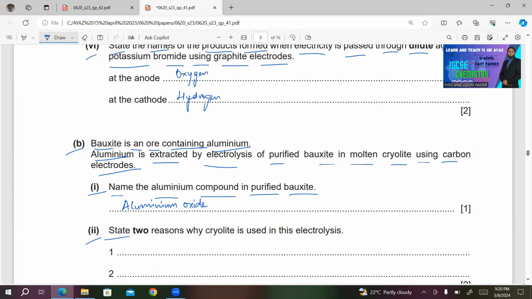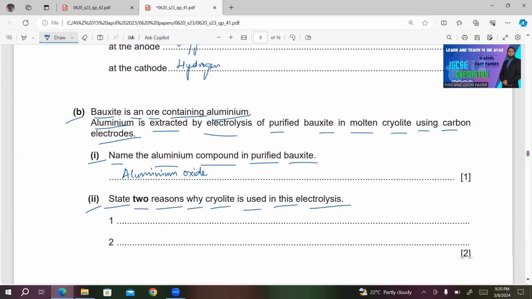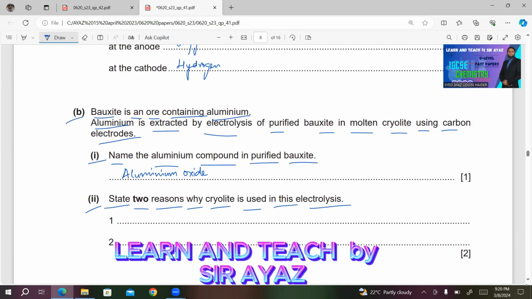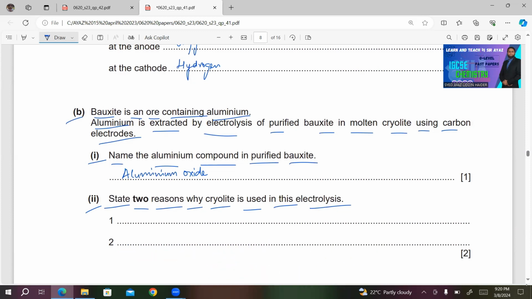Number 2, state 2 reasons why cryolite is used in this electrolysis. Now it reduces the melting point of the electrolyte, which is aluminum oxide here, or it increases the conductivity of this electrolyte, or you can even write it is used as a solvent.